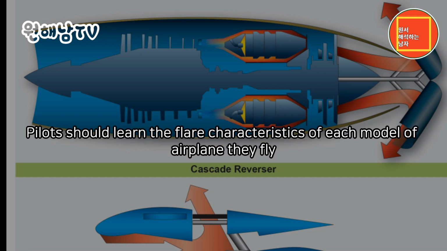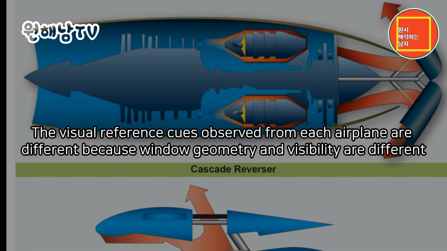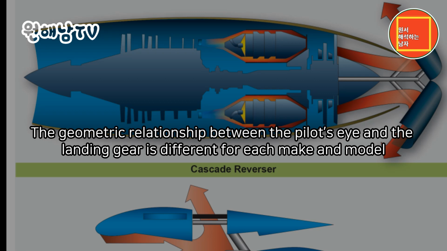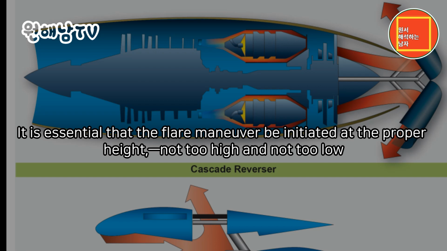Pilots should learn the flare characteristics of each model of airplane they fly. The visual reference cues observed from each airplane are different because window geometry and visibility are different. The geometric relationship between the pilot's eye and the landing gear is different for each make and model. It is essential that the flare maneuver be initiated at the proper height, not too high and not too low.